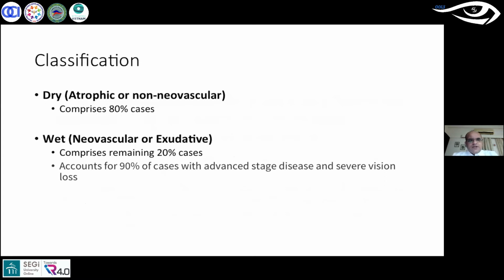Coming to classification, age-related macular degeneration is grossly classified into dry, which comprises 80% of the cases, but thankfully this is not very disastrous in terms of vision loss, and the remaining 20% is wet, or neovascular, or exudative macular degeneration. However, this accounts for 90% of the cases with advanced stage disease and severe vision loss. So wet macular degeneration is responsible for lower visual acuity in these patients.